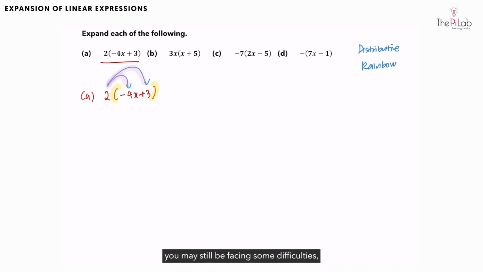However, for some of you, you may still be facing some difficulties, so I'm going to share a little bit of a trick with you. And what is my trick? Okay, my trick is I always tell my students, look inside the brackets and ask yourself how many terms are there. So if you know what terms are, you should be able to tell me that there are 2 terms. And what are they? They are actually negative 4x and plus 3.